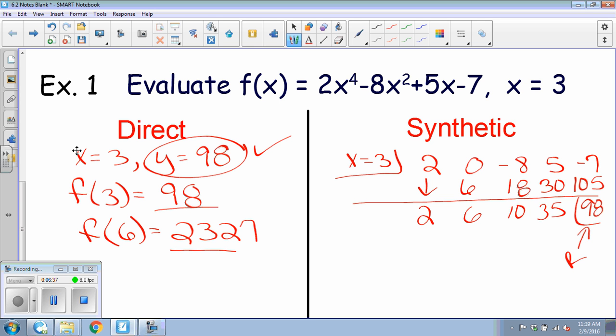Any questions? Yes. So is the answer y equals 98 or is it f of 3 equals 98? Both of them are saying the same thing. So it doesn't matter. I just want you to know that if they ask you, they could say, evaluate f of x at x equals 3. So your answer is 98. But if they say, here's the polynomial function, find f of 3, that's asking you to do the same thing. Any other questions?